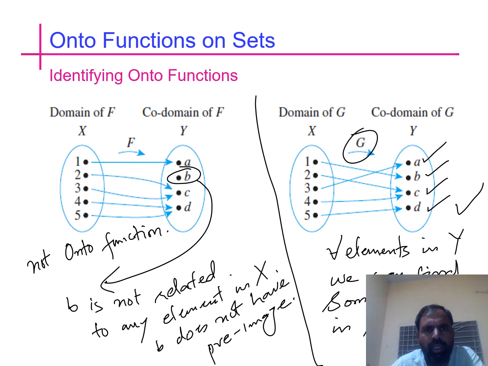Here is the domain of f. We show the codomain of f as Y. This function is not onto because this element y is not related to any element in X and does not have any pre-image. And in this other one, for all elements in Y, they are the image of some element in X. So this is an onto function and this is not an onto function.